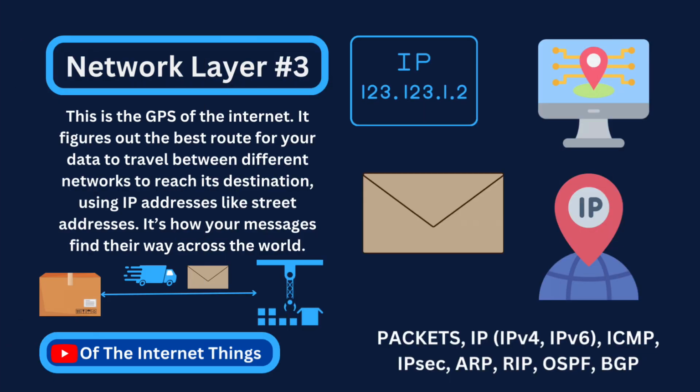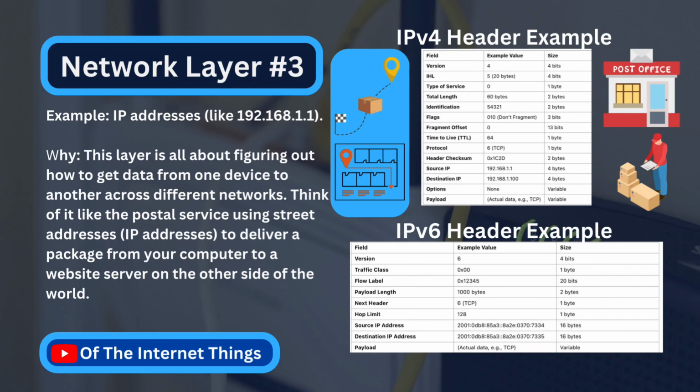3. Network layer. Next, your data needs a GPS, the network layer. This is where data gets an IP address and figures out the best route across networks to reach its destination. It's like Google Maps for your data. Example, when you type google.com, the network layer uses IP addresses like 192.168.1.1 to navigate your request across the web.